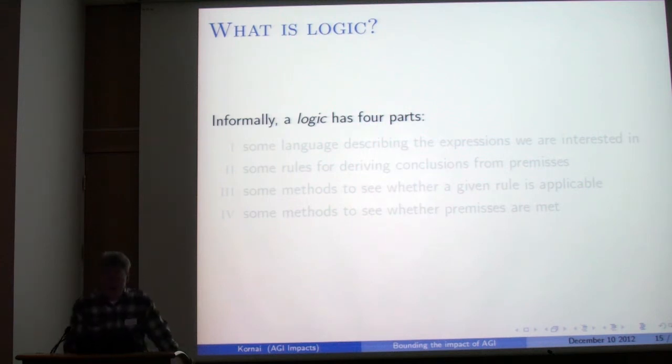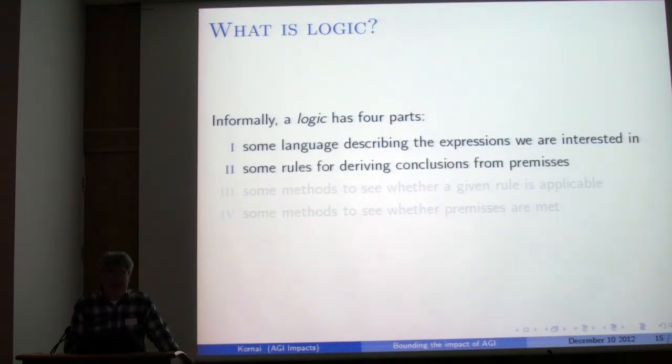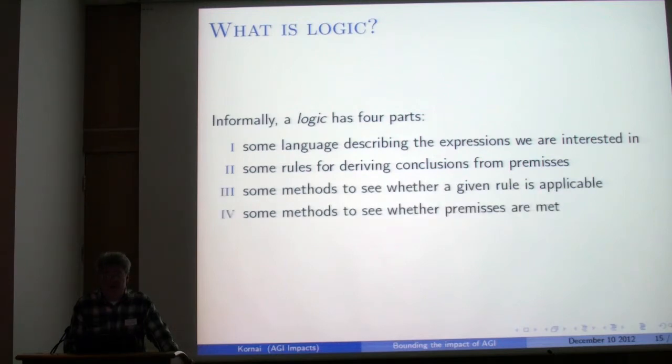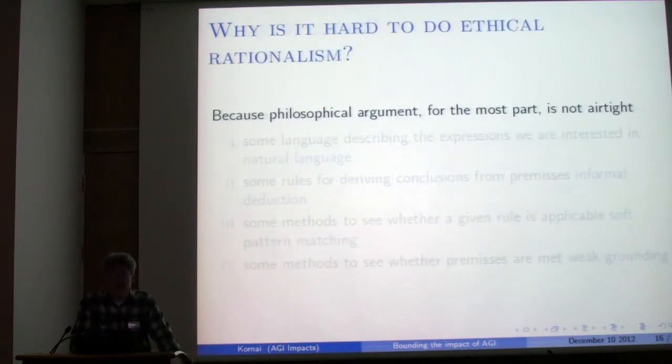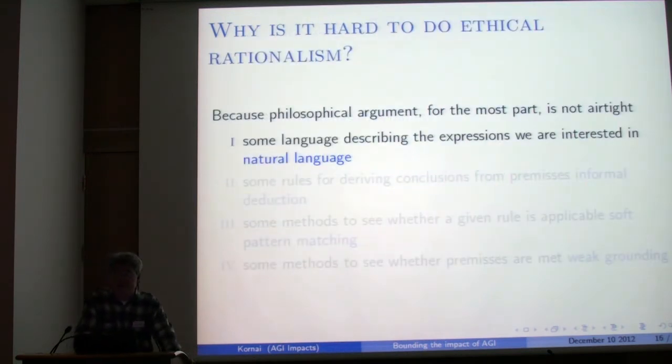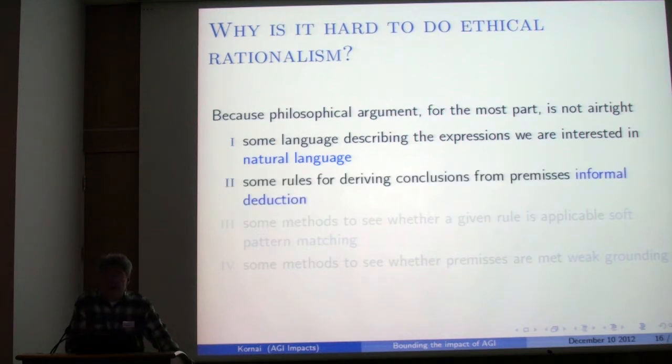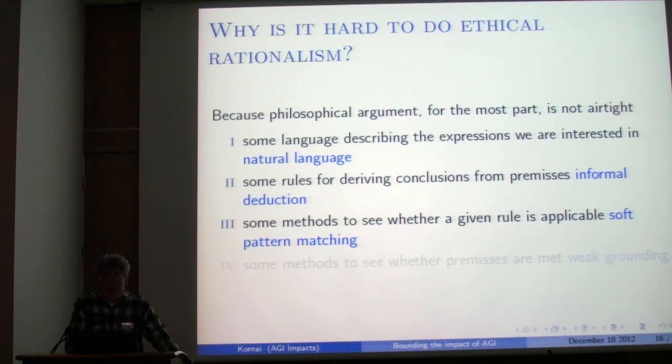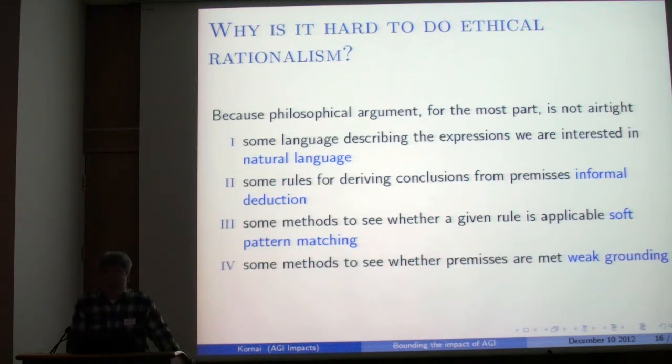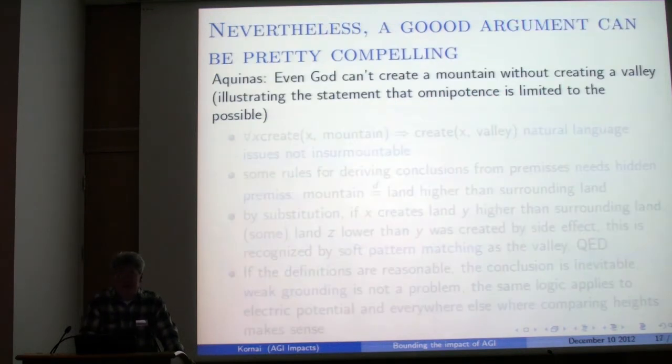How do you do that? The logic has four parts. It has some language describing the expressions we are interested in, some rules for deriving conclusions from premises, some methods to see whether a given rule is applicable, and some methods to see whether the premises are met. And this is hard in philosophy because the language used is natural language, and the deduction used is somewhat informal. And to see whether a rule is applicable, we do this by some kind of soft pattern matching. And for the methods to see whether premises are met, the grounding is somewhat weak. So this is what makes the task hard.